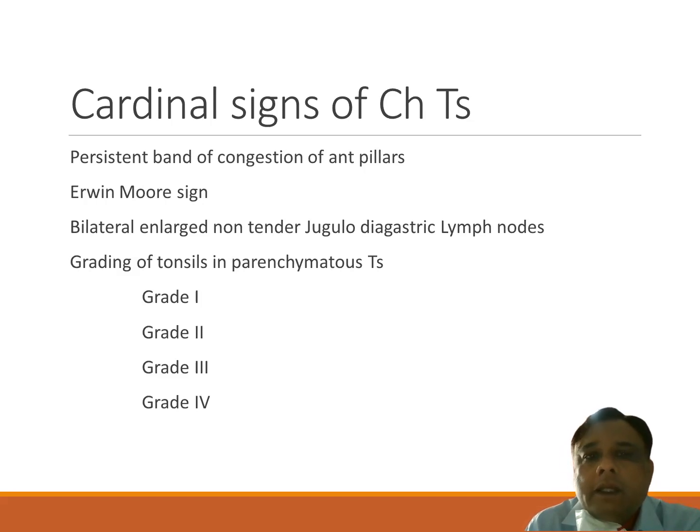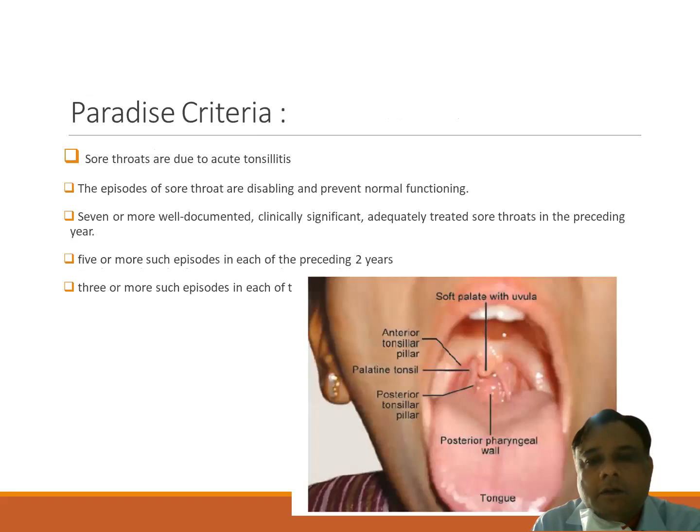Other than this, there can be bilateral or unilateral jugulo-digastric lymph nodes. They are palpable, non-tender, and some patients can present with hypertrophy of the tonsils with anterior pillar congestion. Grading of tonsils in parenchymatous tonsillitis can be graded as grade 1, 2, 3, 4, which you can identify by assessing the size of the tonsils.